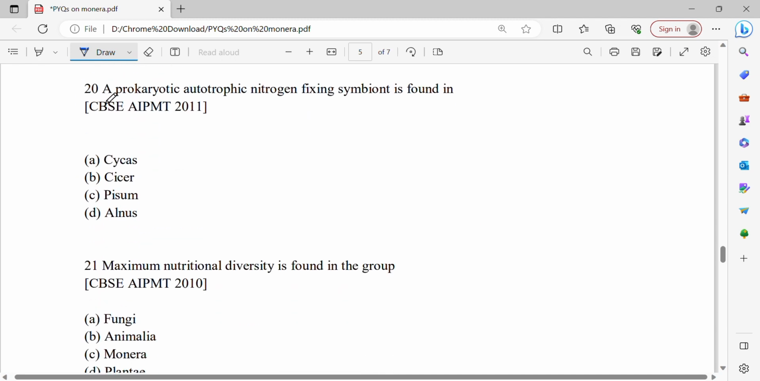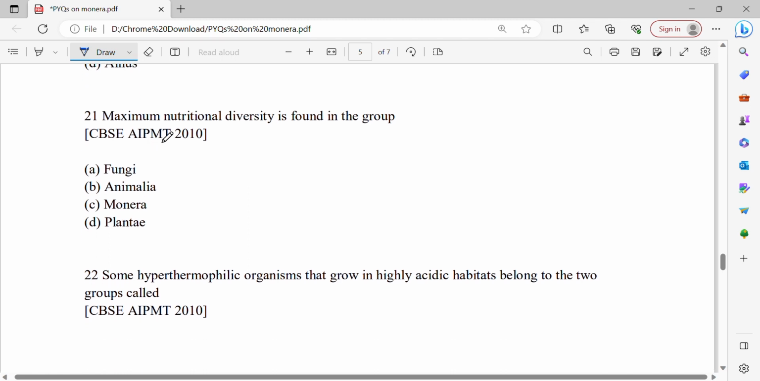Question number 20. A prokaryotic autotrophic nitrogen fixing symbiont is found in option A cycas, option B sisal, option C pisum, option D alnus. And the correct option is option A cycas. Question number 21. Maximum nutritional diversity is found in the group option A fungi, option B animalia, option C monera, option D plantae. And the correct option is option C monera.